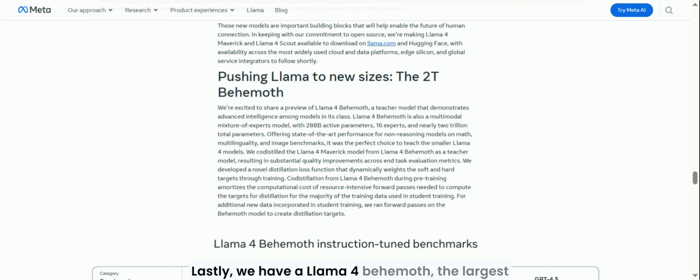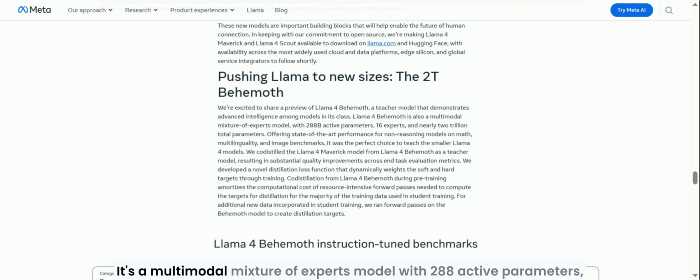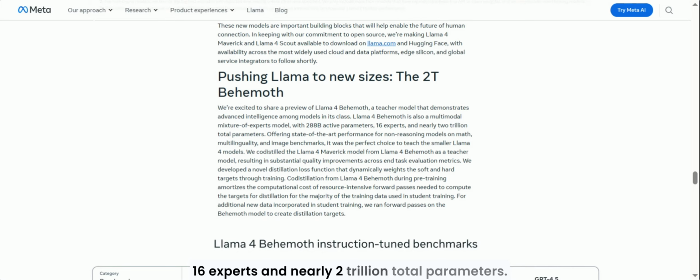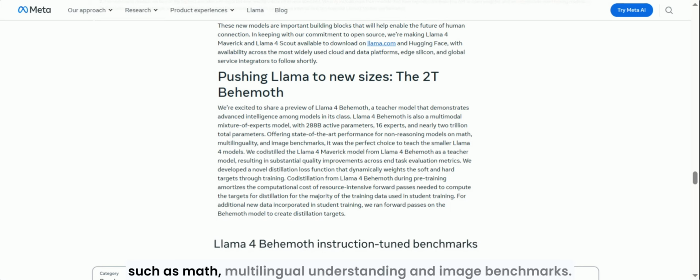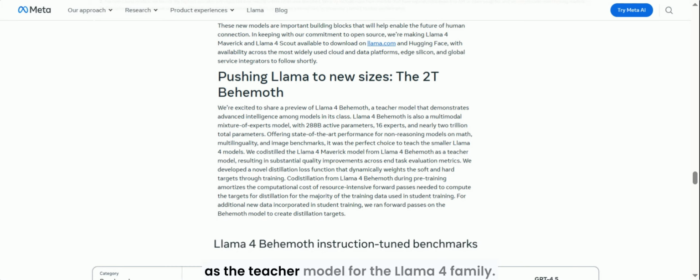Lastly, we have LLaMA 4 Behemoth, the largest and most powerful model in the LLaMA 4 family. It's a multimodal mixture of experts model with 288 billion active parameters, 16 experts, and nearly 2 trillion total parameters. Behemoth achieves state-of-the-art results in non-reasoning tasks such as math, multilingual understanding, and image benchmarks. Beyond performance, Behemoth plays a crucial role as the teacher model for the LLaMA 4 family. Meta used it to distill knowledge into Maverick, leading to significant quality improvements.